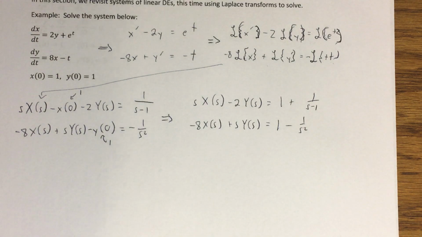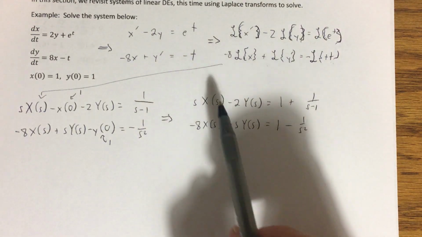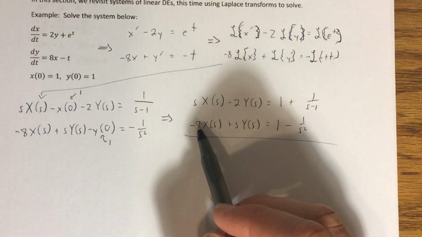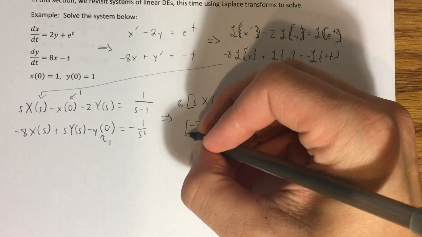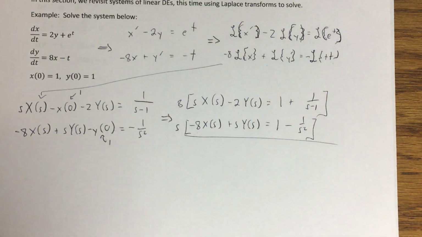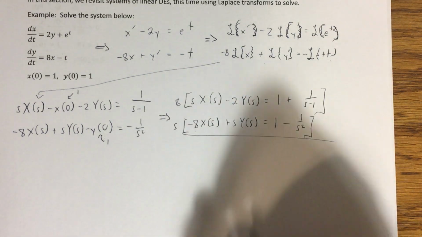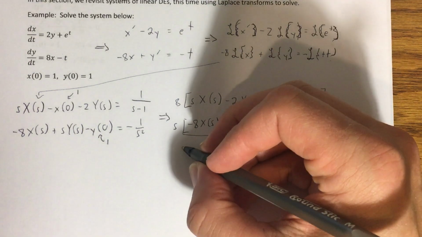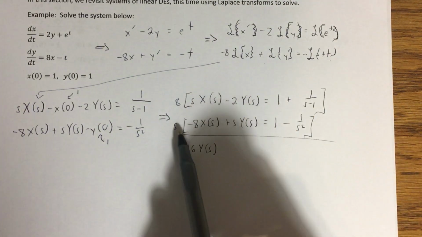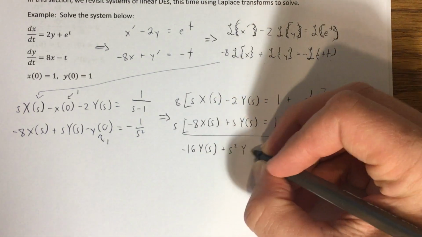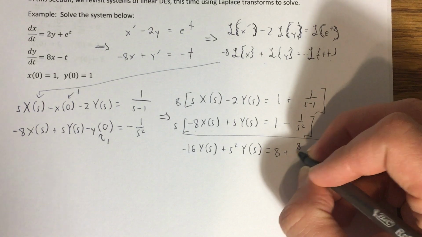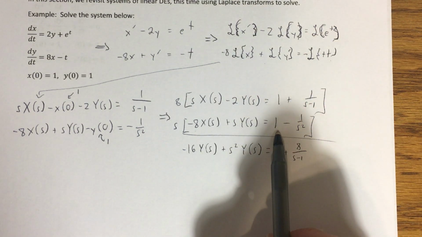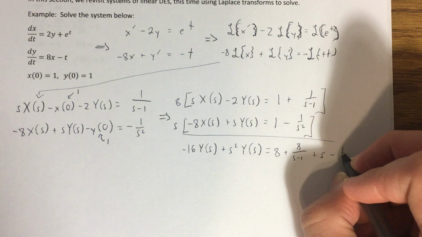Okay, now from here it's going to look basically like elimination. I'm going to start by trying to eliminate the x from the system. I have s in front of this x and negative 8 in front of that. So I'm going to multiply my top equation by 8 and my bottom equation by s, and then adding those results will eliminate the x from this equation. What does that leave me with up here? I'm going to have 8 times negative 2, which is negative 16 Y of s, and s times s Y of s, so I get plus s squared Y of s equals, multiplying this side by 8, 8 plus 8 over s minus 1. Multiplying this side by s, I'm going to get plus s minus 1 over s.